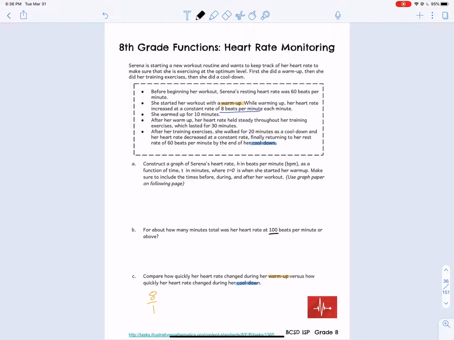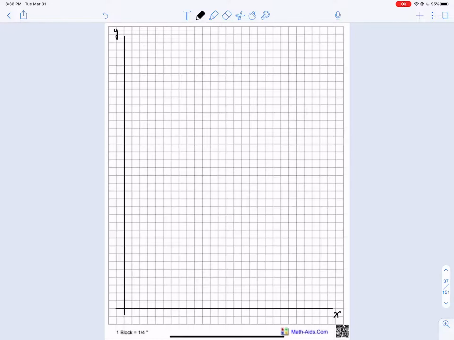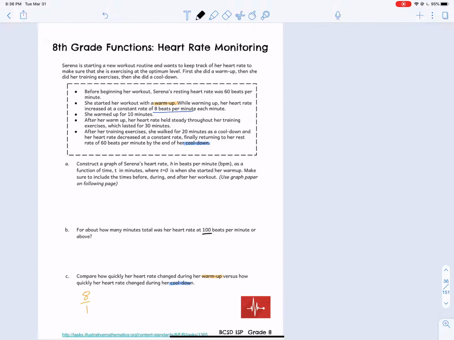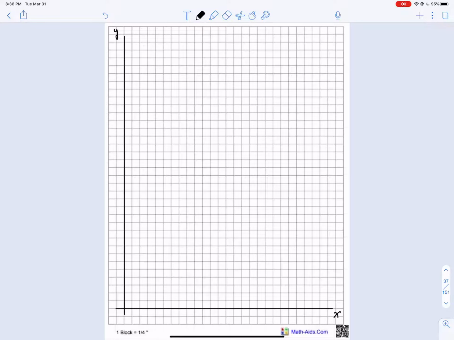Let's see. What sort of numbers do we have here? 8 beats per minute, 60. So we at least need some even numbers. Maybe we can count by 4s. Let's try counting by 4s. 4, 8, 12, 16, 20, 24, 28, 32, 36, 40, 44, 48, 52. I'm going to skip a line and count by 8s just to save a little bit of writing.